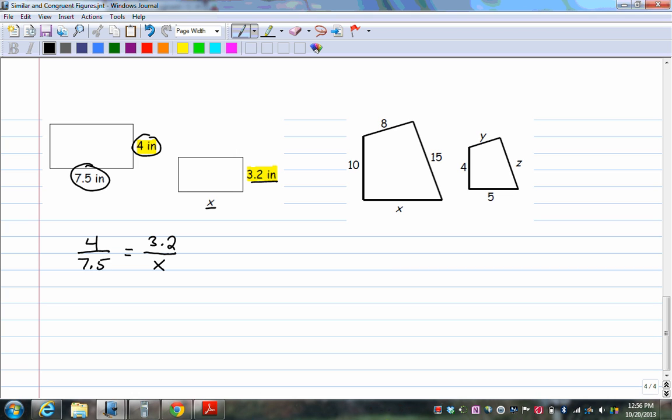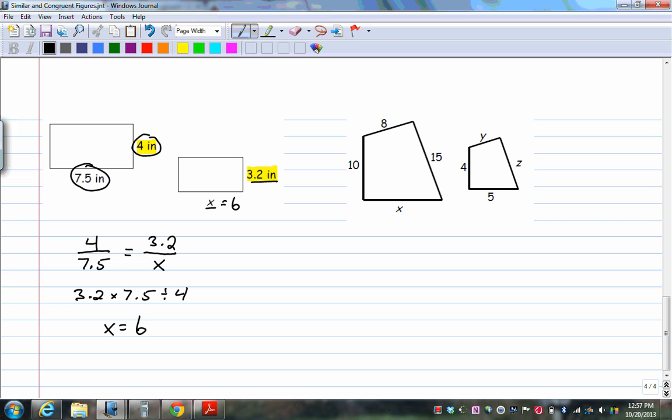Then what I would do is multiply diagonally. I would do 3.2 times 7.5 divided by the one that's left over. And x would be equal to 6. So here this is equal to 6.